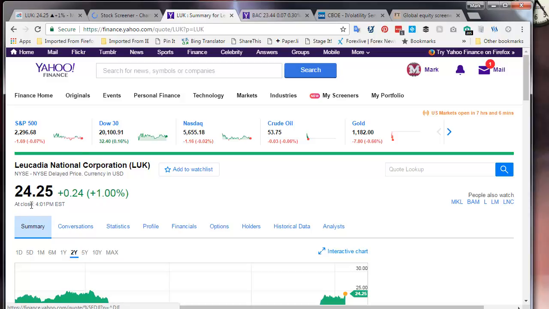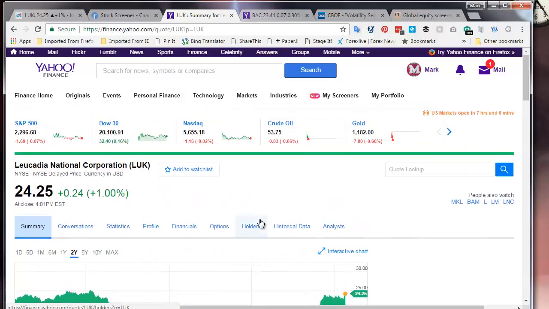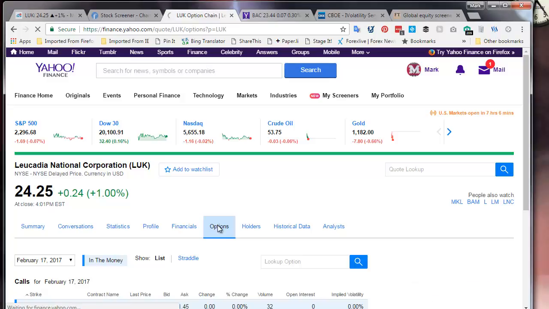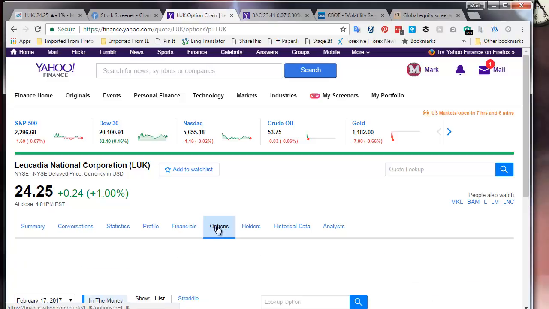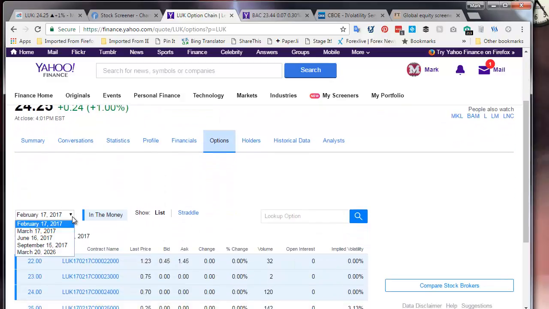Things that are important here is price. Current price is 24.25, and you can see this is a 2-year chart. It's gone down, tracked sideways, and then has broken up, tracked sideways again, and just broken up again in the last couple of days. But what I'm really interested in is the options chain. I want to see how far ahead I can buy options. So I'll just click here, options, and it lists the chains that are available.